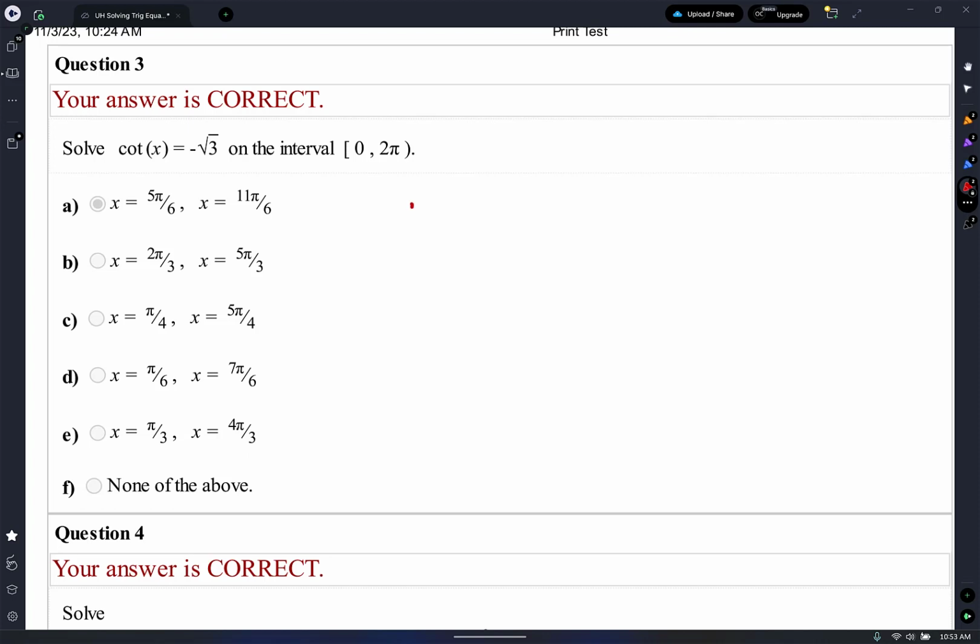So I have cotangent x equals negative square root of 3. And I'm going to go x equals arc cotangent of negative square root of 3 plus pi n.